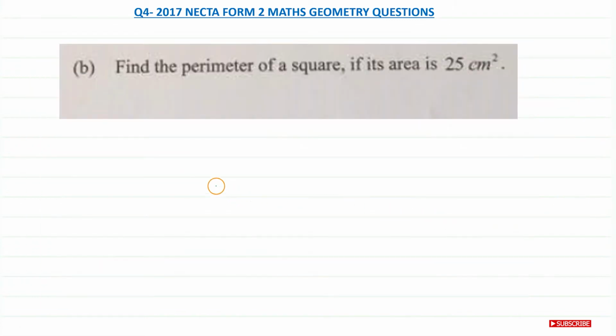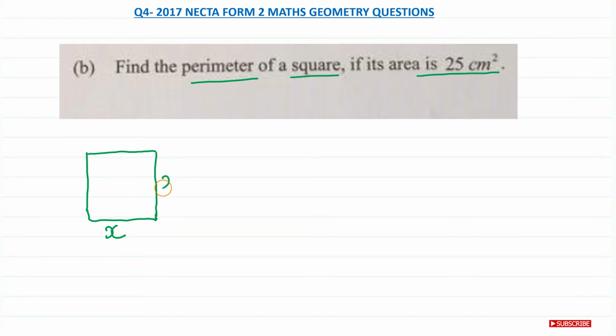And for question 4b, we're asked to find the perimeter of a square if its area is 25 centimeters squared. So I'm just going to draw my square. It's not going to be accurate because I'm just doing this by hand. So let's say I have this square. What is a square? So if this one is x, we'll have x, and this one is going to be x centimeters, x centimeters.